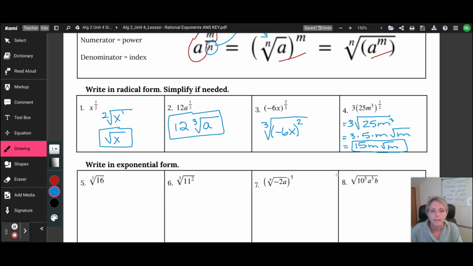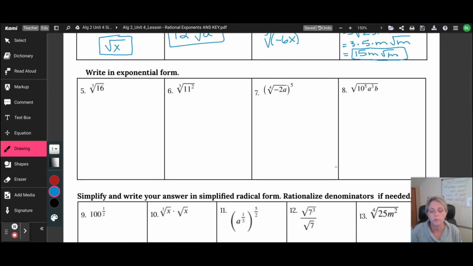Okay. Now, when we're writing in exponential form, we're going the other direction. So remember that whatever your exponent is here, in this case, it's a 1, is the numerator, and the number out here is the denominator. So 16 is my base, 1 is my numerator, 3 is my denominator. Okay, let's do the next one. 11 is my base, and it's going to be 2 over 3. This number on the outside always goes to the denominator.